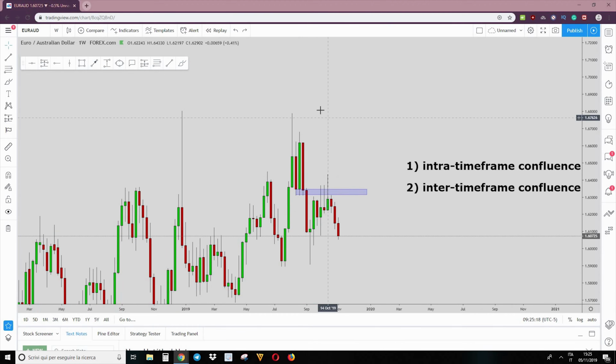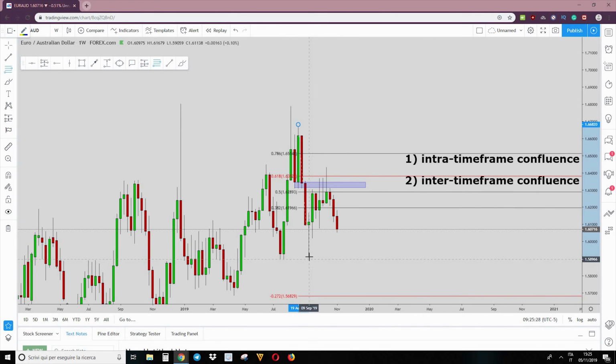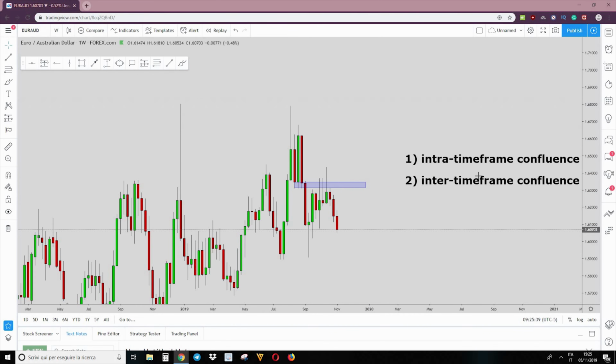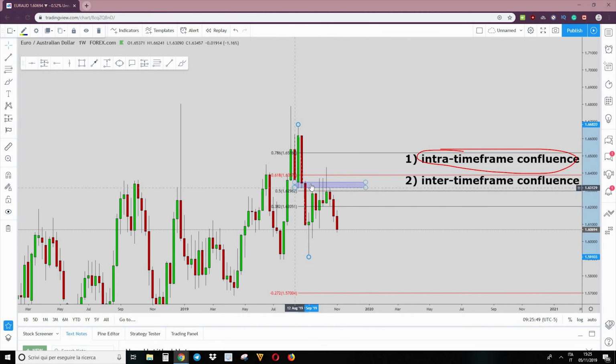So here you clearly see that you have two confluences, one given by the fib and one given by this previous support, now turned resistance. That is why your job as a trader is to stack as many confluence layers, basic confluence factors, on your side as possible. And this is a clear example of an intra time frame confluence, because these two confluences, the fib and the previous support now resistance, are in the same time frame.